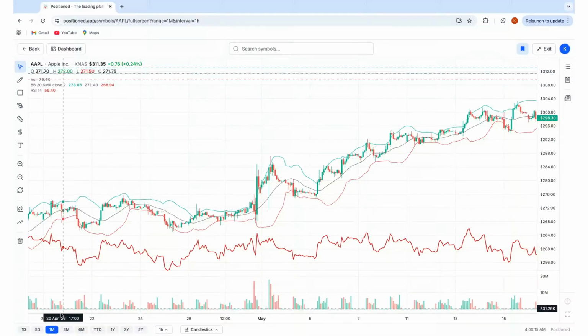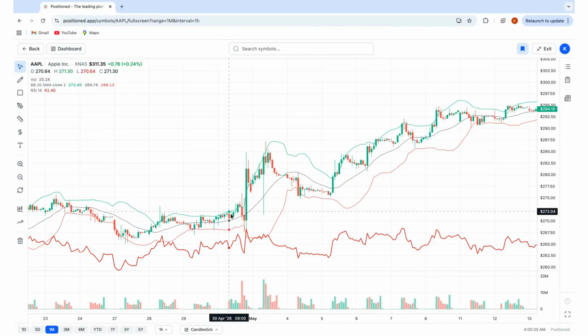For example, inside Positioned.app's full-screen chart, traders can zoom into the breakout candle, monitor whether price retests former resistance as support, and use crosshair tools to calculate precise entry and stop-loss levels. This helps transform chart analysis into a structured execution plan rather than an emotional decision.